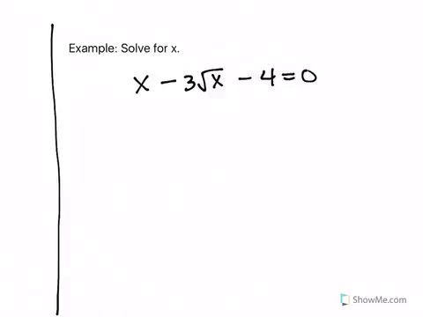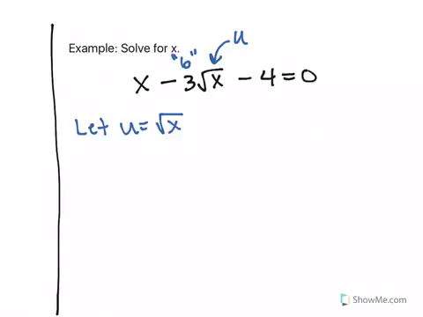Here's another example. This time, we're going to let u equal whatever, again, is attached to the b value, or what we would like to be our b value. So this is what u is going to equal. So let u equal the square root of x.